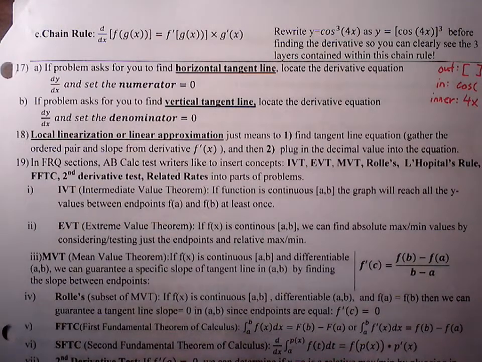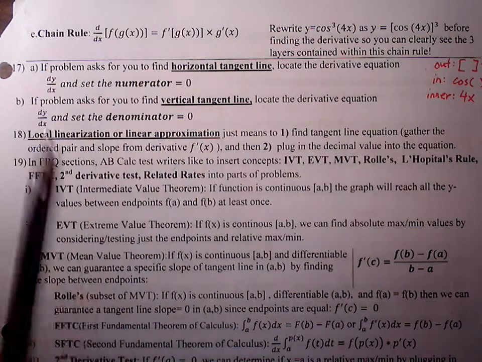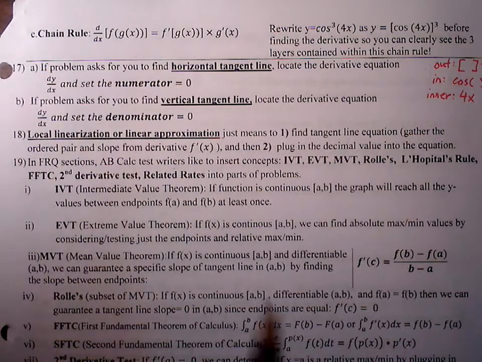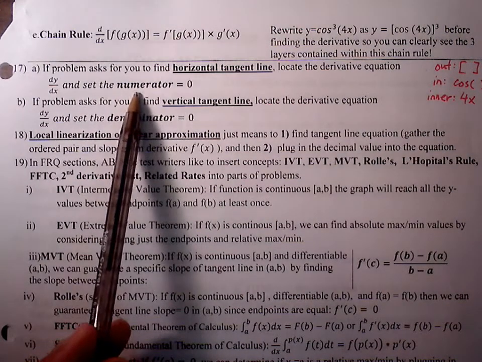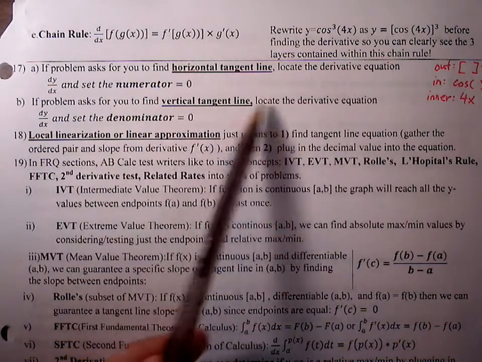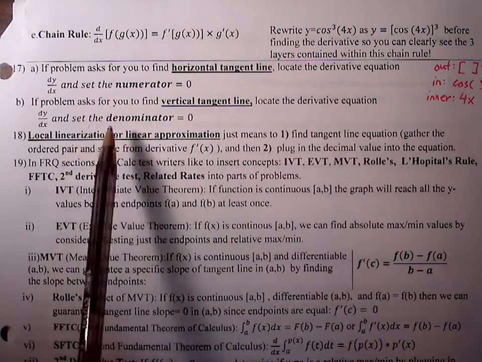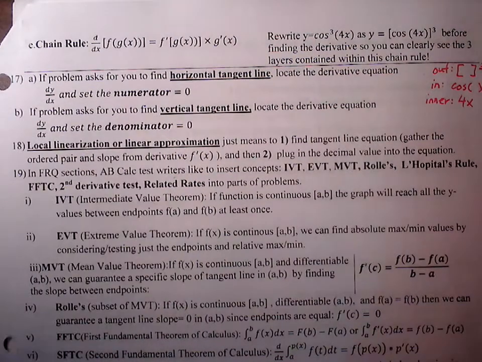All right, so if a problem asks you to find a horizontal tangent line, you want to locate the derivative equation, dy/dx, and set the numerator equal to 0. Now, if the problem asks you to find the vertical tangent line, then you're going to locate the denominator of your derivative equation and set that portion equal to 0.